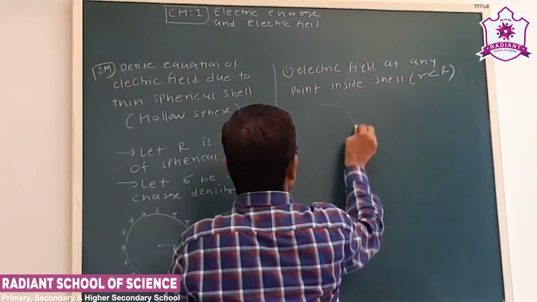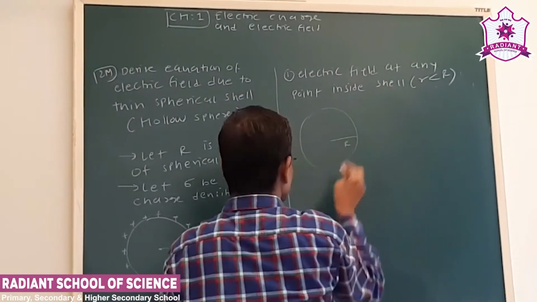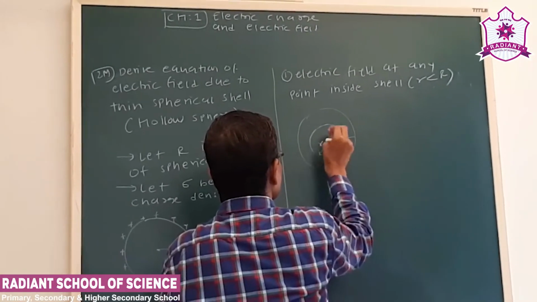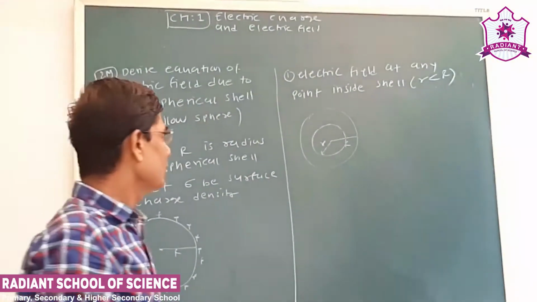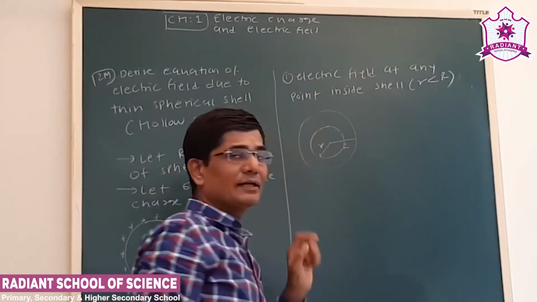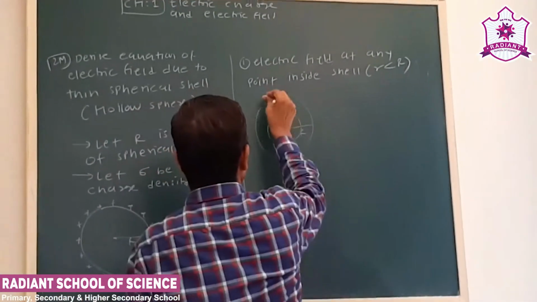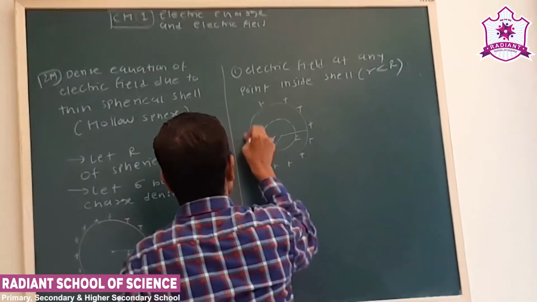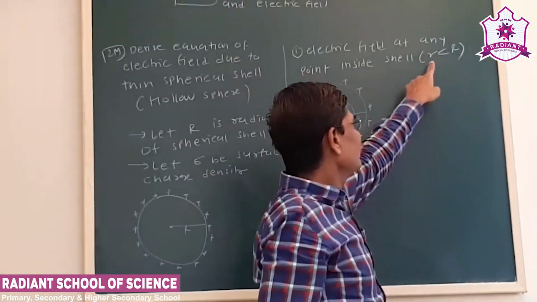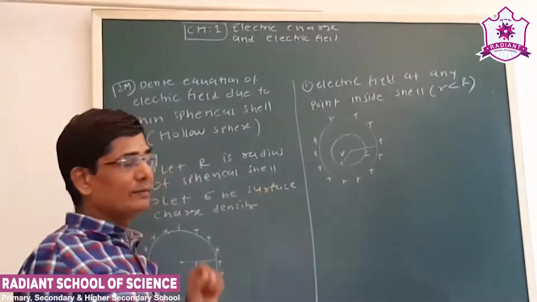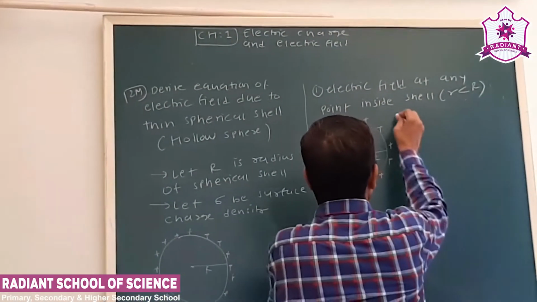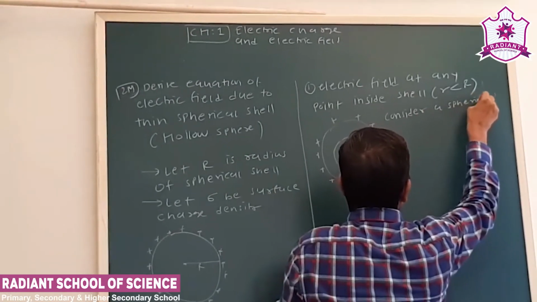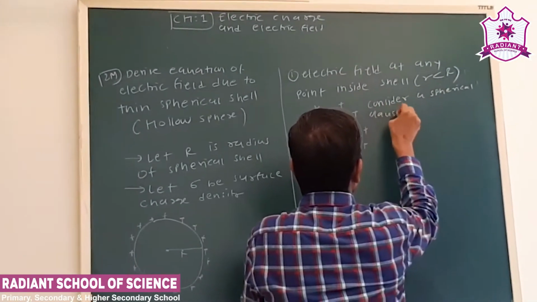Now see, this is the radius of the shell. See our Gaussian surface. We consider a spherical Gaussian surface of radius r. Okay, now what we see here is small r is less than capital R. Again, we see that the charge is uniformly distributed only on the surface of the shell. Now here, we have to find out the electric field at any point inside the shell. So consider a spherical Gaussian surface.